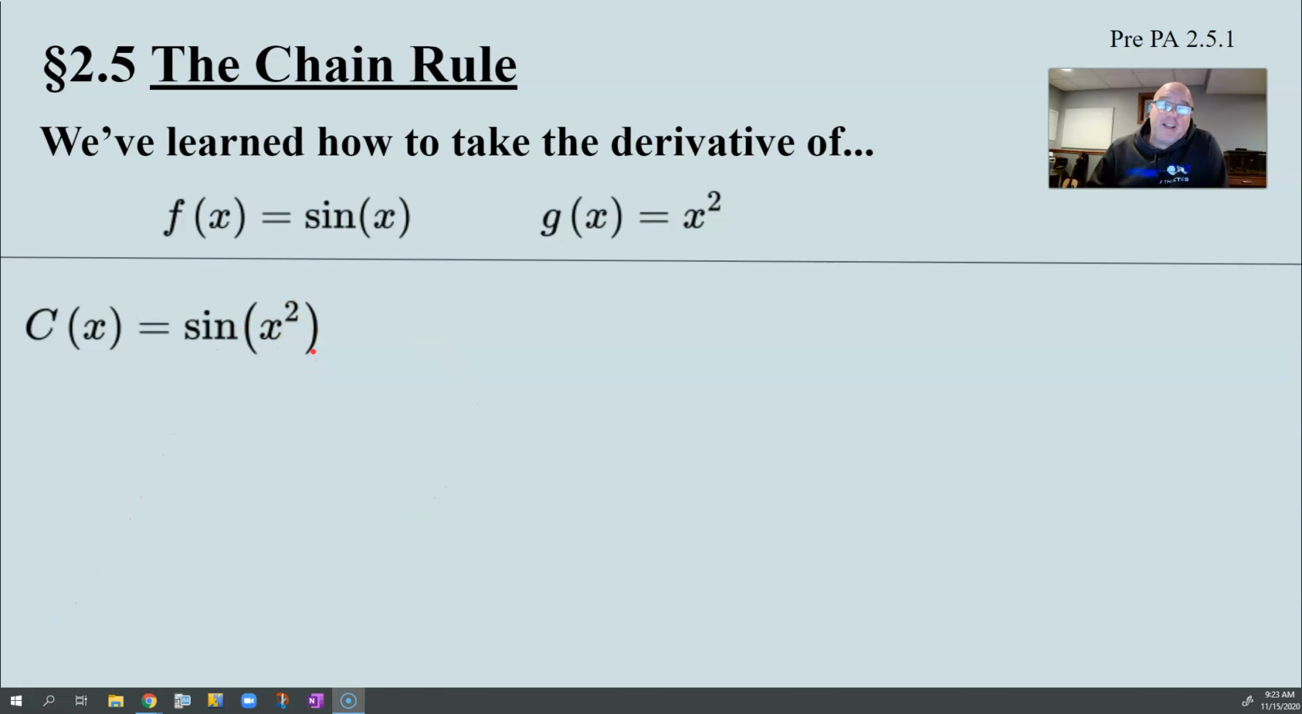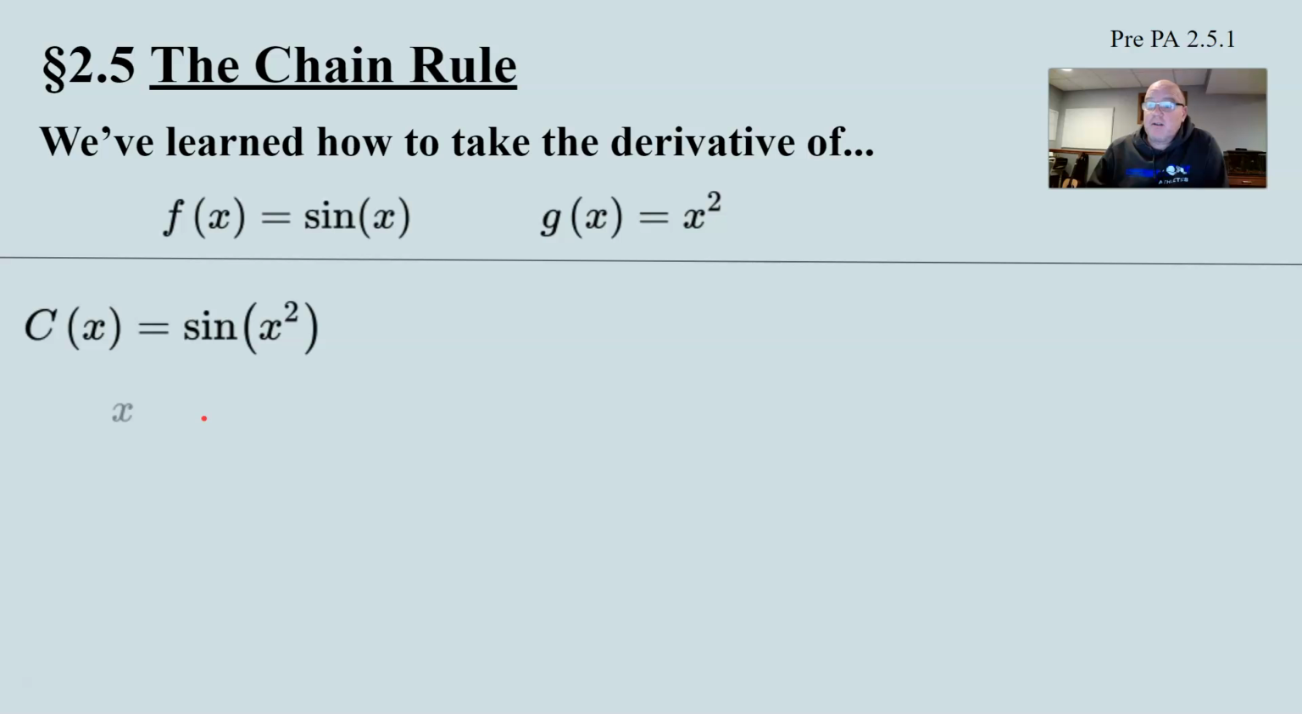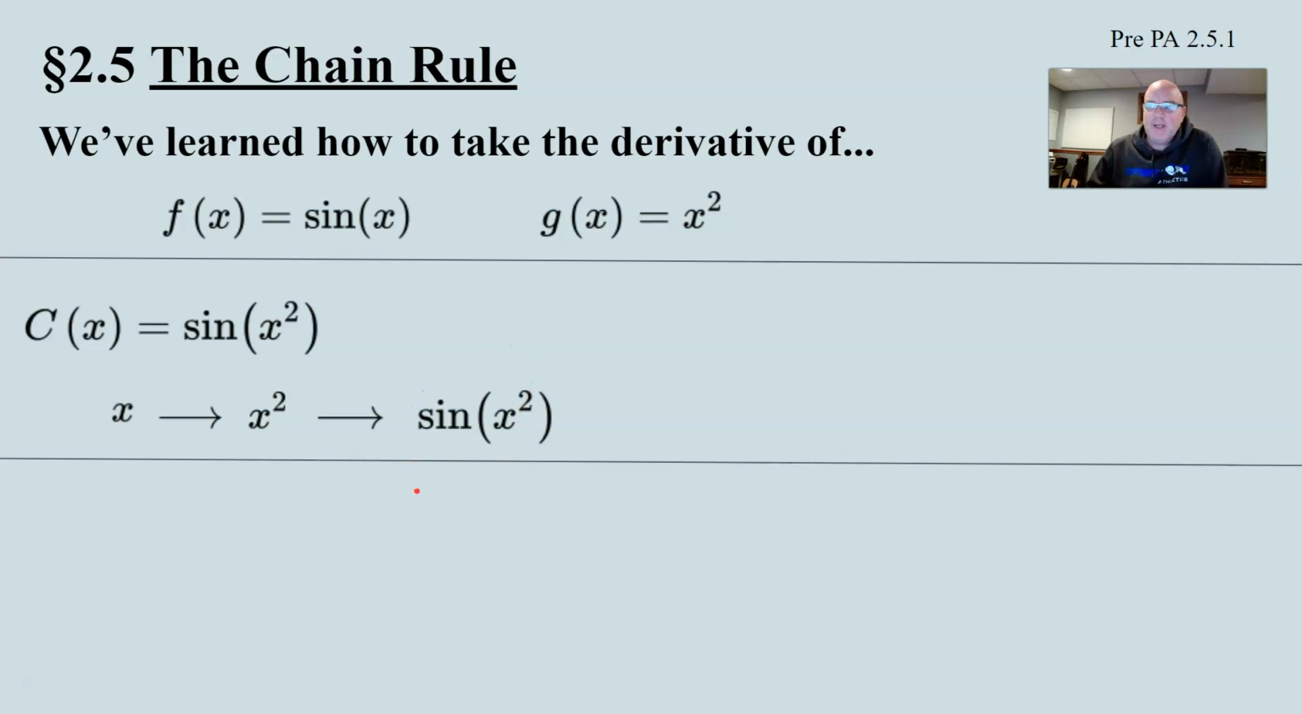Or as we might call it in the biz, a composition of the two functions. So here, let's think about what's happening in this function c of x. We start with some variable x. What are we doing? We're squaring that value, and then we're taking the sine of that value. And this is what we call a composition of functions.